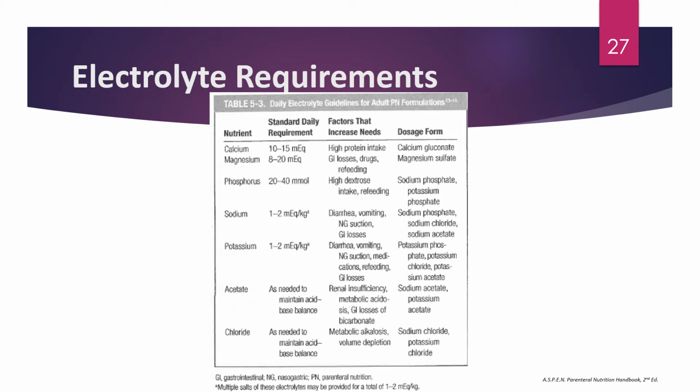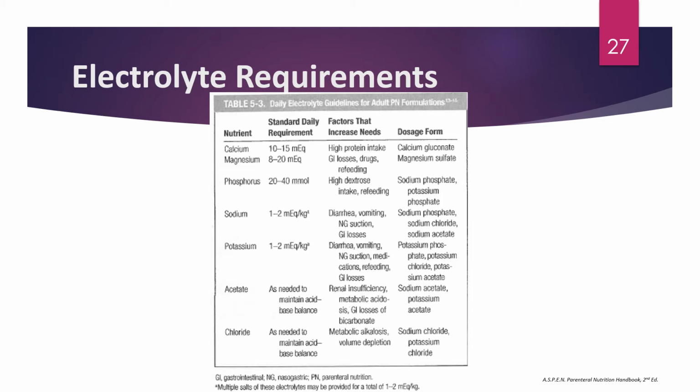Another point is that these are just standard daily requirements. There might be other factors that increase needs, and other factors that decrease needs of certain electrolytes in the body. One that is very, very common is renal dysfunction. If you have a patient with renal dysfunction, sometimes they are not able to urinate out the proper amount of electrolytes that they normally would.